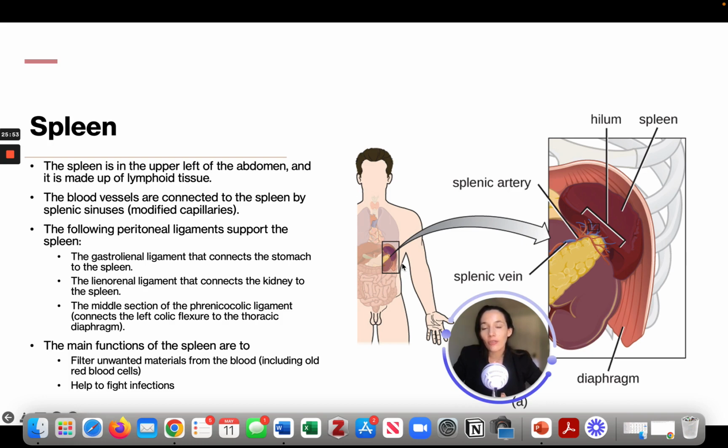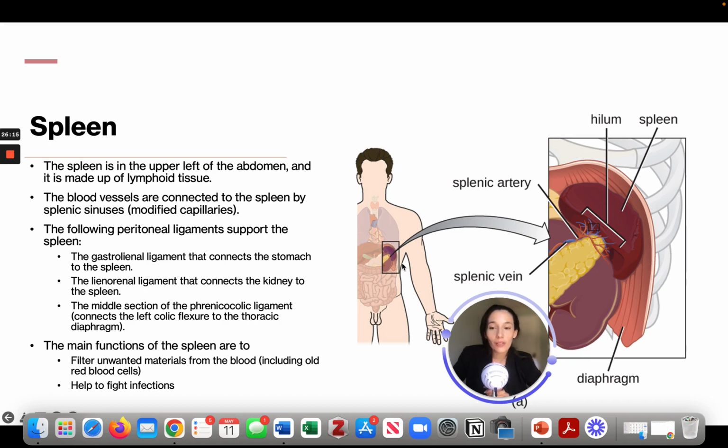And the following peritoneal ligaments support the spleen. The gastrosplenic ligament connects the stomach to the spleen. The splenorenal ligament connects the kidney to the spleen. The middle section of the phrenicocolic ligament connects the left colic flexure to the thoracic diaphragm.